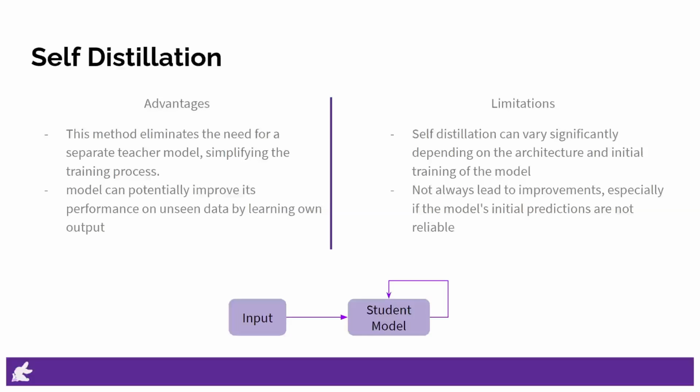The effectiveness of self-distillation can vary significantly depending on the architecture and initial training of the model. It may not always lead to improvements, especially if the model's initial predictions are not reliable.